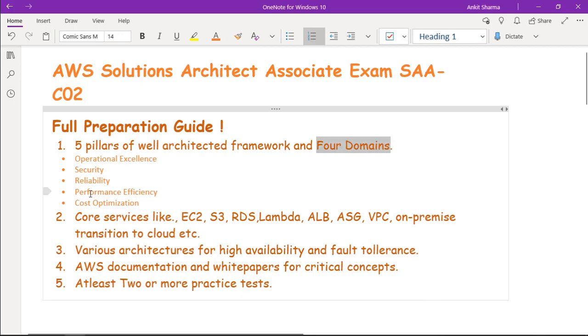So it is more or less the same five pillars or four domains, you can say, but the basis they form must be possessed by you. You should be able to design something which is really high performant, which is secure, reliable and very efficient, and at the same time it should come at a very low cost.